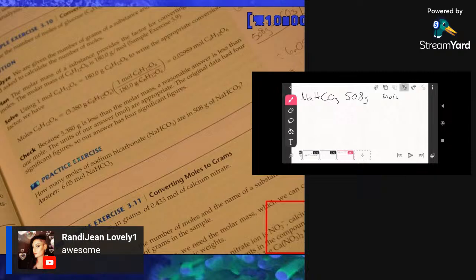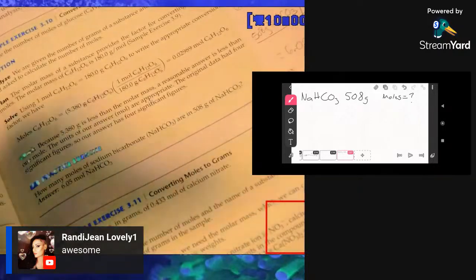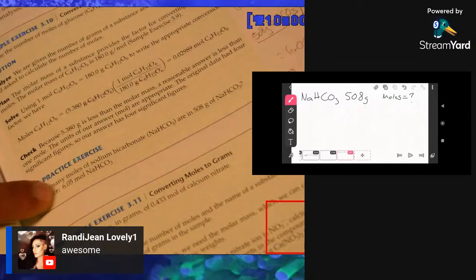I think it might be easier to write in cursive. How many moles? How many moles are there? That's the question. You see that? So the answer is 6.05 moles. You can see right there in the book. See that? The answer is right here. But let's figure out how they got it.